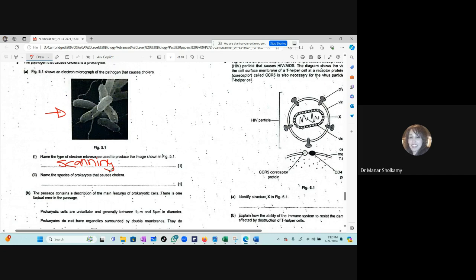Name the species of the prokaryote. I just told you. What is the species, the prokaryote that produces cholera? Bacteria. It's a bacteria.